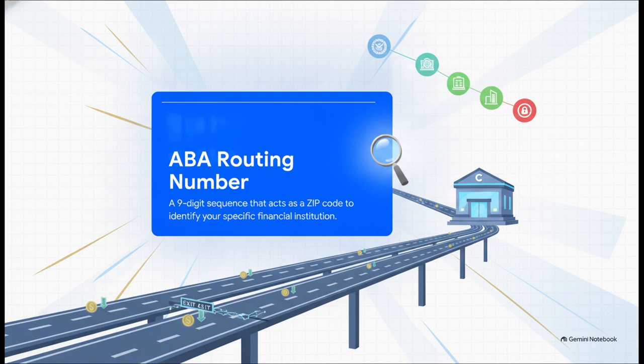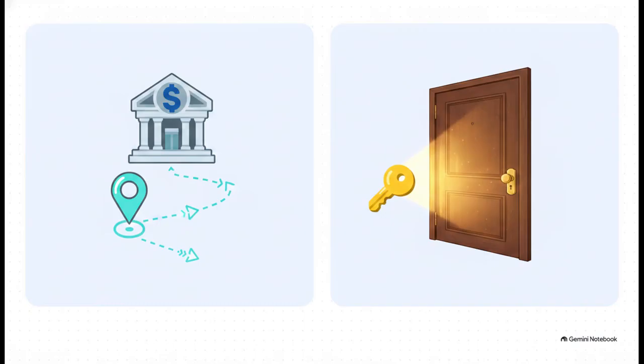And honestly, it's pretty interesting because those 9 digits aren't just completely random. The first 4 identify the Federal Reserve Processing Center. The next 4 point right to the specific bank itself, and that very last digit is a clever little check digit used just for digital verification. Pretty cool, right?